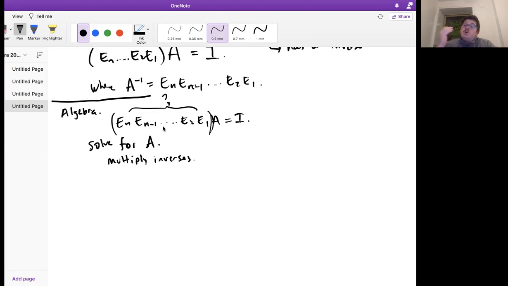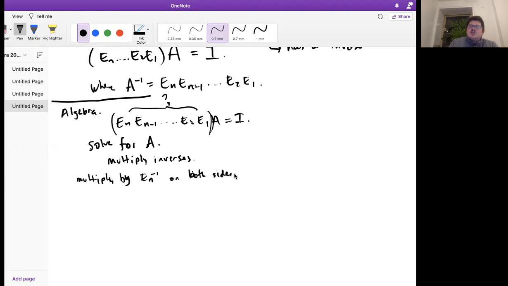So let's do it one step at a time. What will be the first thing you could multiply by? And there's a lot of E's here, right? So which E should you multiply by? The E, the nth one, right? So notice if you multiply by En inverse on both sides.